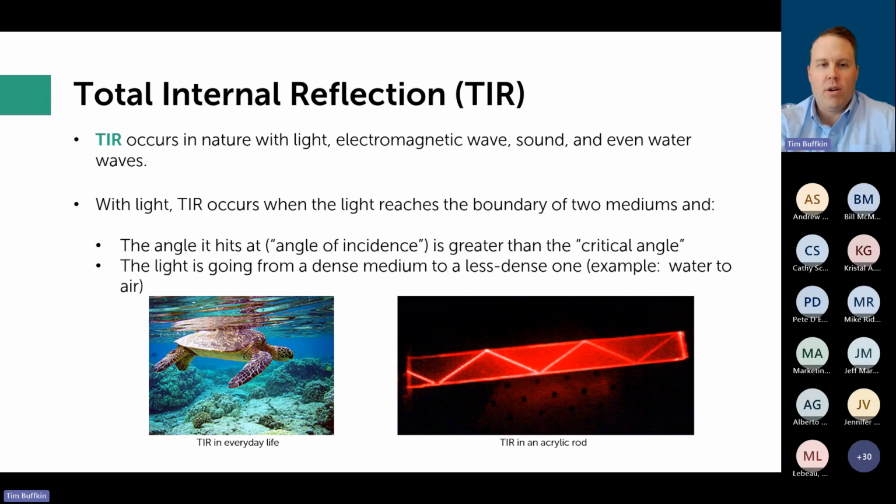So, for example, water to air: water is the more dense medium, and air is the less dense medium. So with TIR, that's going to happen when you're reaching the boundary of water and air, when we're going from more dense to less dense, and the angle that the light hits that meeting point is greater than what we call the critical angle.